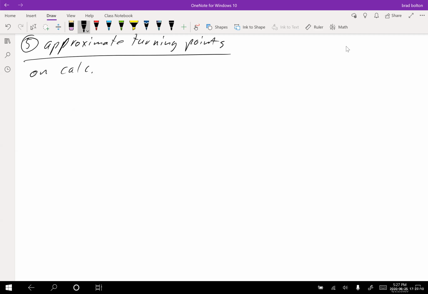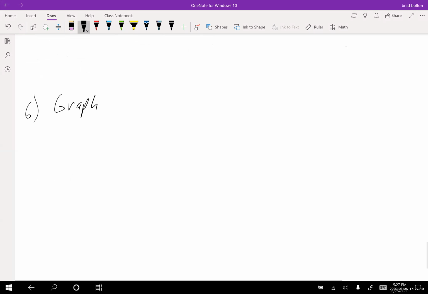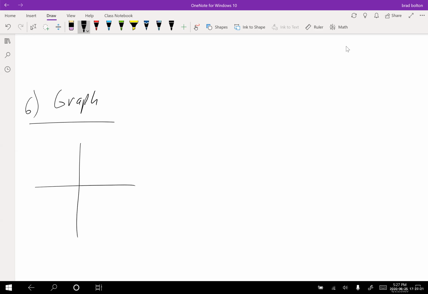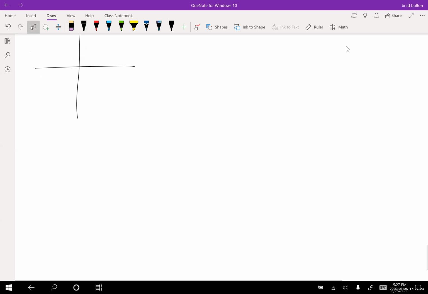Okay, now step 6, I want to graph this by hand. Obviously I know what it looks like on the calculator already, but I want to try to graph it by hand. So we're going to have this, and then I want to find my domain.